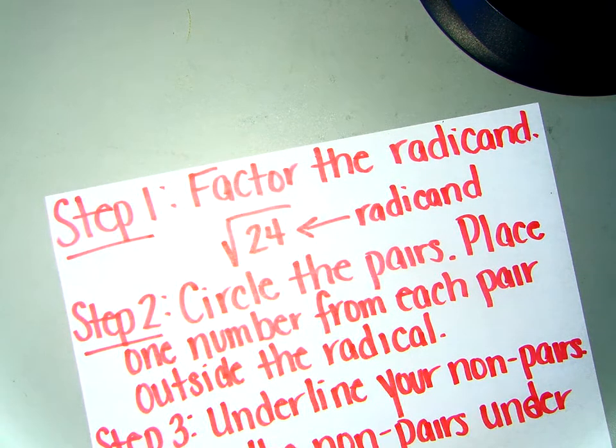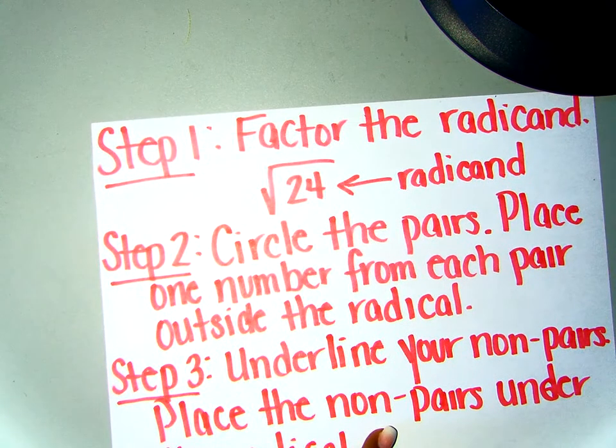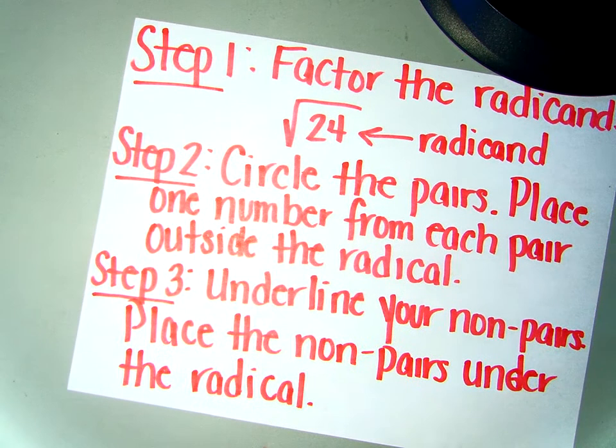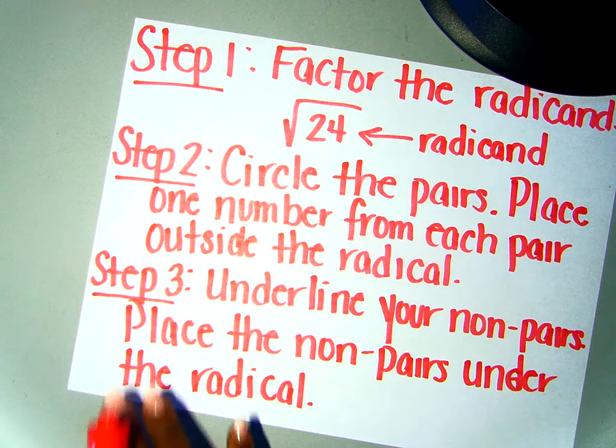Step 2 would be to circle the pairs. Place one number from each pair outside the radical. And step 3 would be to underline your non-pairs and then place the non-pairs under the radical. So these are the 3 steps that I have created. We'll start with our first example, the square root of 24.